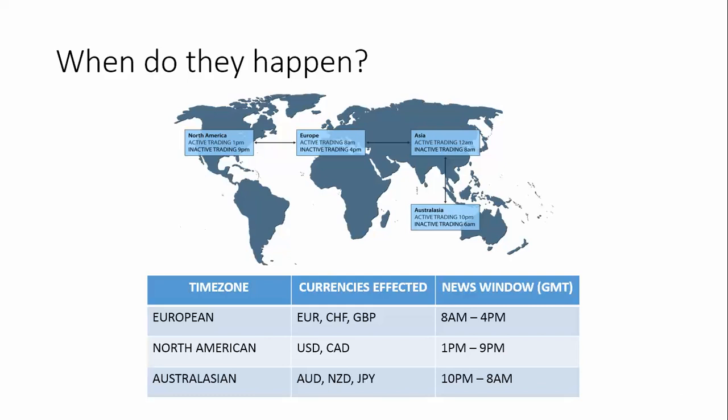When do these economic news events happen? Well, it will all come down to the time zone that we are looking at. Think of the time zone as essentially a 24-hour clock, because the FX markets are open 24/5. We have 3 trading sessions.